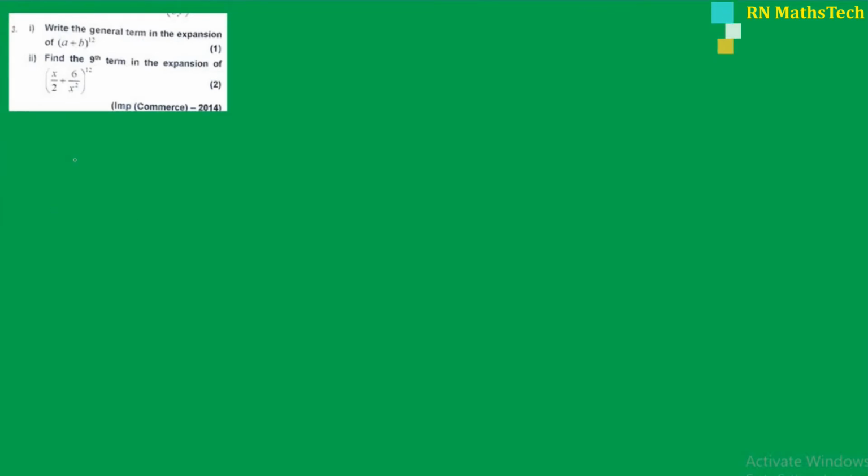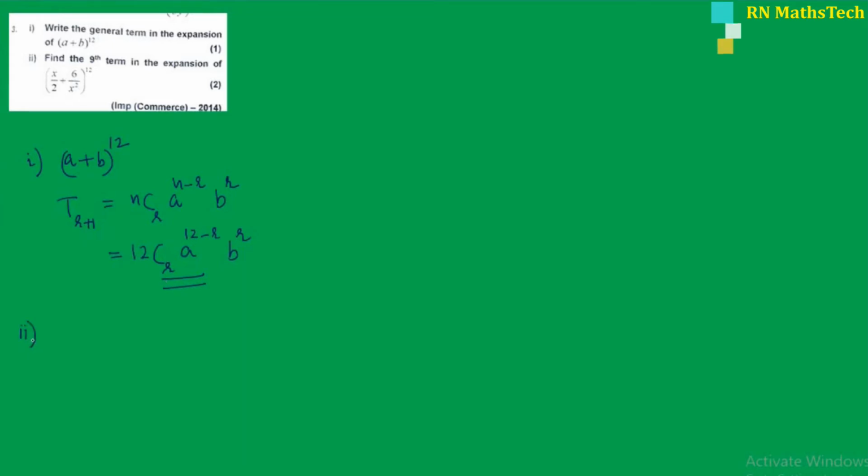Write the general term in the expansion of (a + b) raised to 12. T(r+1) is nCr a^(n−r) b^r. Here n is 12, so it is 12Cr a^(12−r) b^r. So that is the general term in the expansion of (a + b) raised to 12.